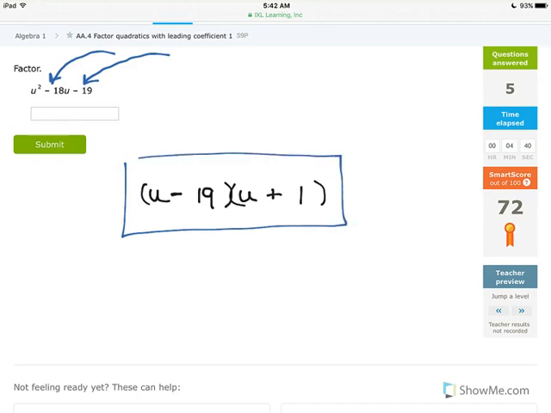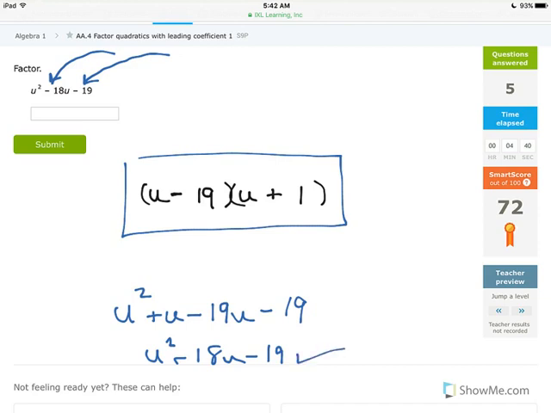And again, check by multiplying. So u squared, positive 1u, negative 19u, and negative 19. If you combine your two middle terms, you get negative 18u minus 19, and that checks out. So this answer should go into the answer box. So that's all the notes and examples.